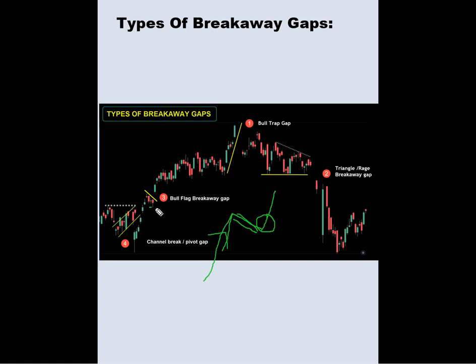Usually these moves, I don't have the moving average plotted over here. But usually these bull flag gaps or bear flag gaps, a 9 period or a 10 period moving average would be touched. So you can see the structure, it's like a flag. We have this pole, flag, and then a gap over here. So this was our flag breakaway gap, bull flag.